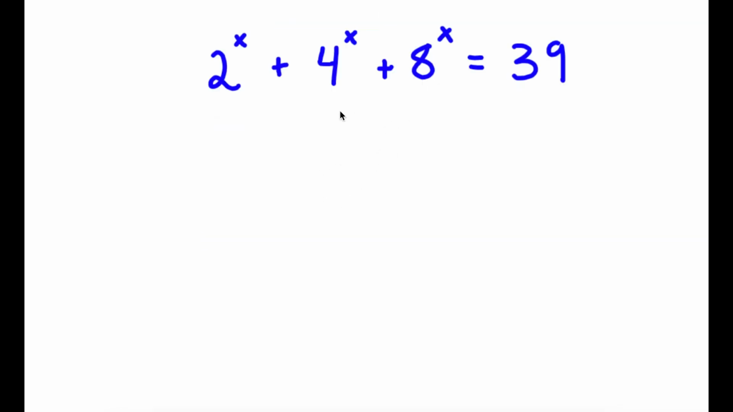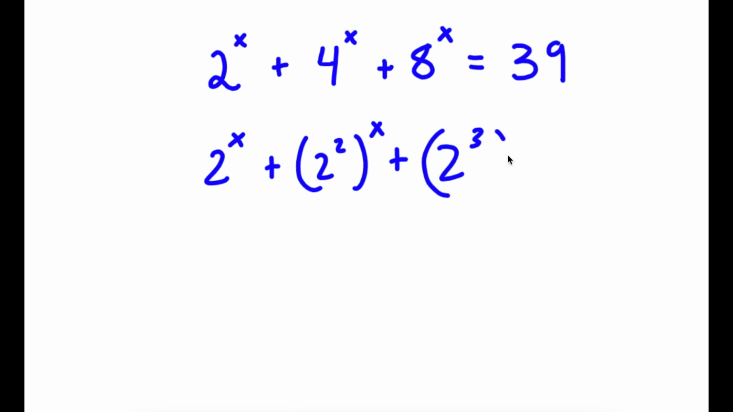Alright, so in this problem, I have 2 to the power of x plus 4 to the power of x plus 8 to the power of x is equal to 39. So to solve this, I'm going to first rewrite this as 2 to the power of x plus 2 squared to the power of x plus 2 to the power of 3 to the power of x is equal to 39.